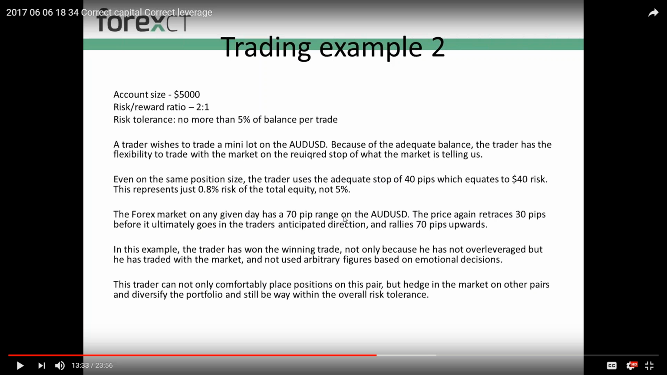The Forex market, as we said, on any day has a 70 pip range on the AUD USD. The price again retraces 30 pips before it ultimately goes up in the trader's anticipated direction and rallies 70 pips upwards. In this example, the trader has won the winning trade because they haven't over-leveraged, but have traded with the market and not used arbitrary figures based on emotional decisions. The trader can not only comfortably place positions on this pair, but hedge in the market on other pairs and diversify their portfolio and still be way within the overall risk tolerance.